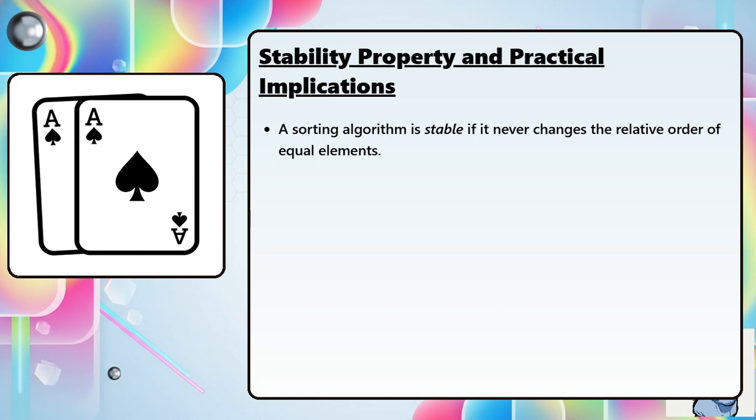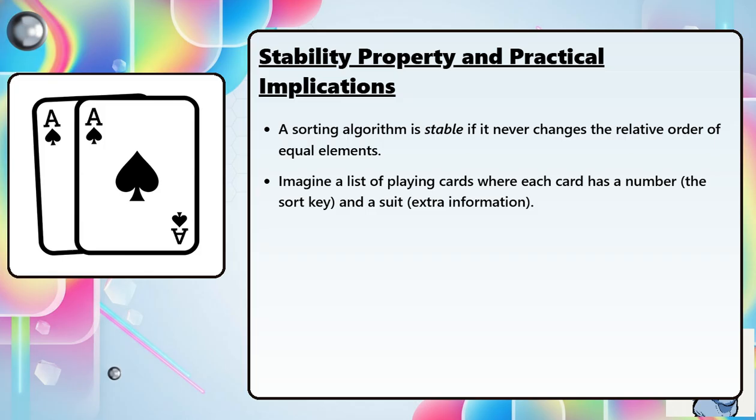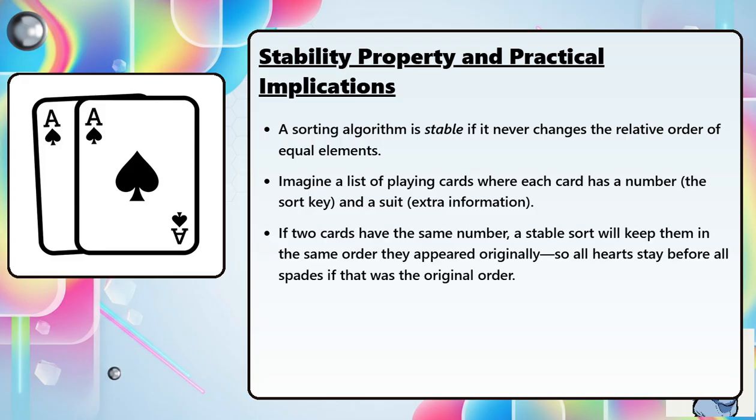A sorting algorithm is stable if it never changes the relative order of equal elements. Imagine a list of playing cards where each card has a number, the sort key, and a suit, extra information. If two cards have the same number, a stable sort will keep them in the same order they appeared originally, so all hearts stay before all spades if that was the original order.